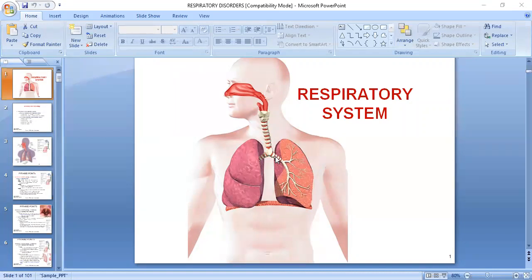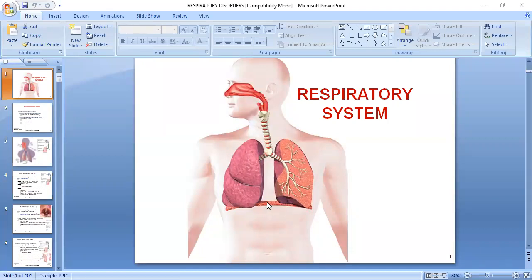Here I said the right lung has three lobes, but the left side has two lobes. And also, you know, on the left side the heart is there, and on the right side just below the lungs there is the liver. Liver is there, heart is there.